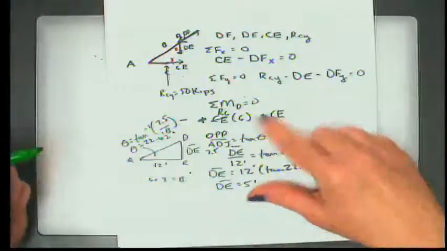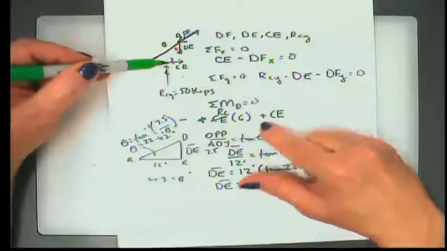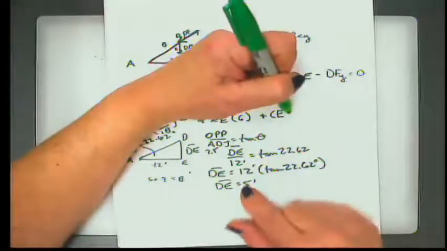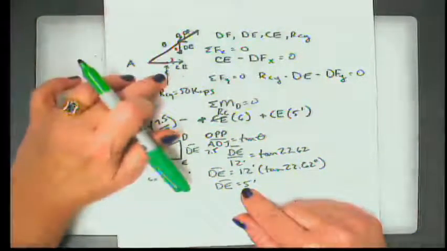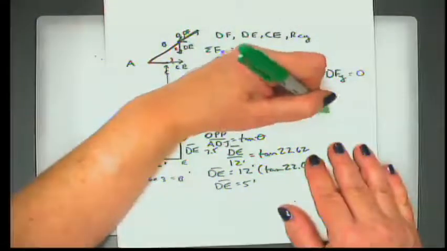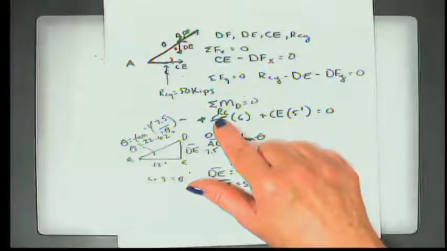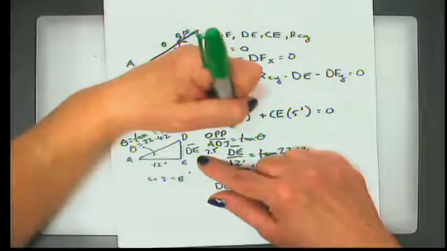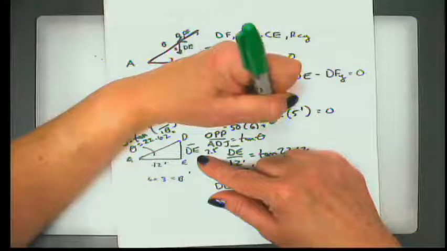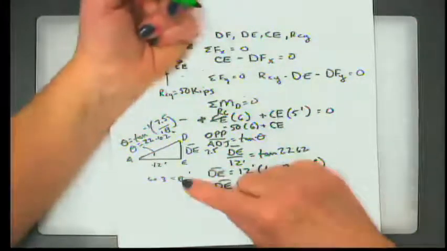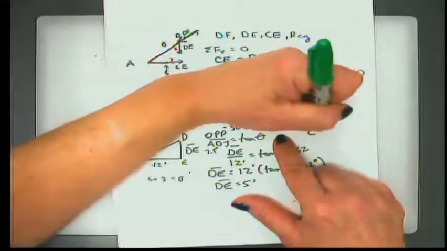All right, so getting back to my moment equation, I have R sub C times the horizontal distance of 6 feet plus CE times that vertical distance of 5 feet. Those are the only two moments on the section. That means that I can solve directly for CE because I have the value of RC, which I calculated to be 50 kips. So it's negative 50 times 6, plus CE times 5 equals 0. I can solve for that force in CE then.